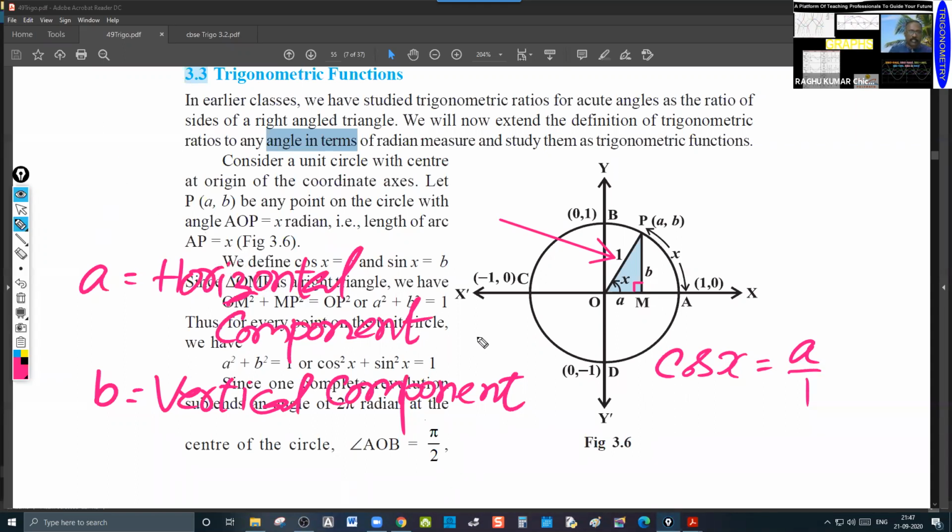What we say, horizontal component means cosine. Always you will get this term in physics also. So cos x is nothing but the horizontal component. And if you write sin x, sin x is nothing but opposite side by hypotenuse. What is the opposite side here? B by 1. So you can say that B is equal to the vertical component. Vertical component is nothing but sin x. So from now onwards, you will understand that horizontal component is cosine and vertical component is sine.